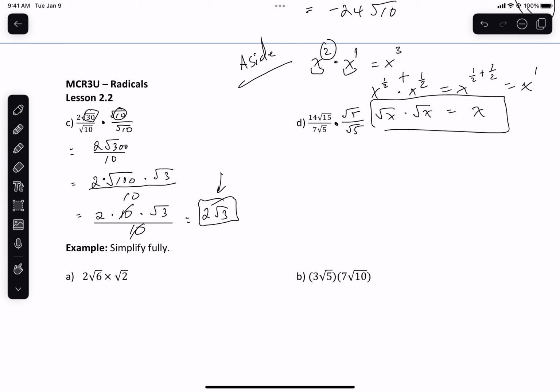Okay, what do we get? We get 14 root, what's 15 times 5? 75? 15, 30, 60, 75. Over 7 times 5.